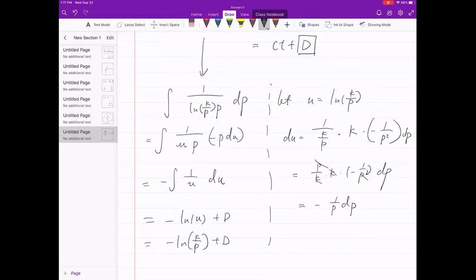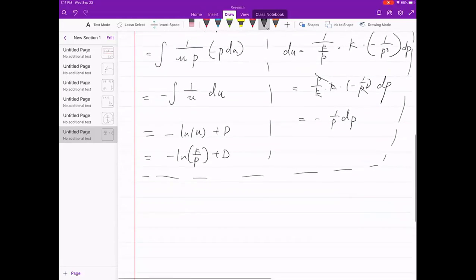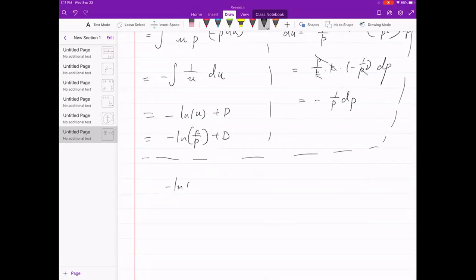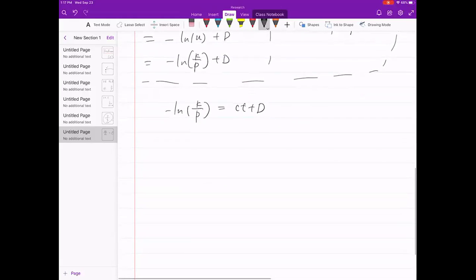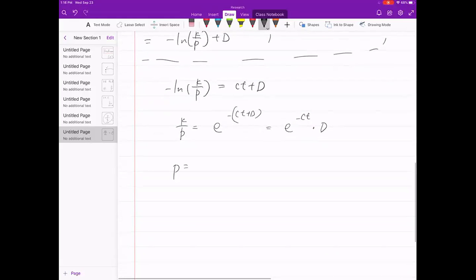Okay. That's how we do the integration. Let's carry it to the differential equation then. We only need one constant, and then solve for p. It's basically k over p equals e to the negative ct plus d, which is e to the negative ct times a constant d, and then p equals k over that.